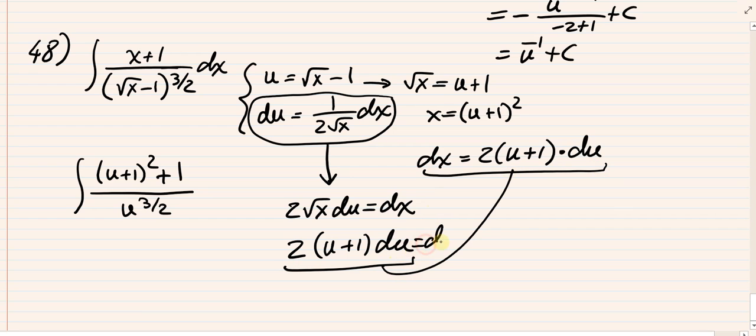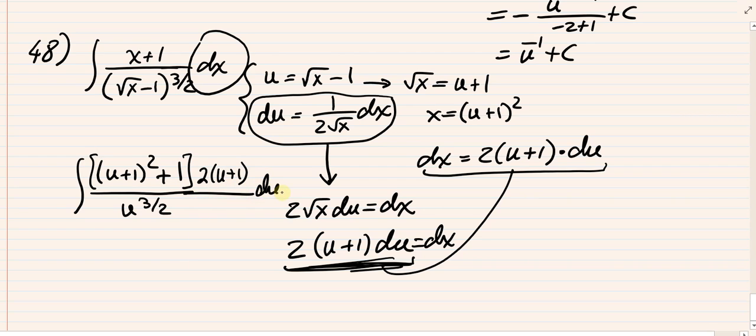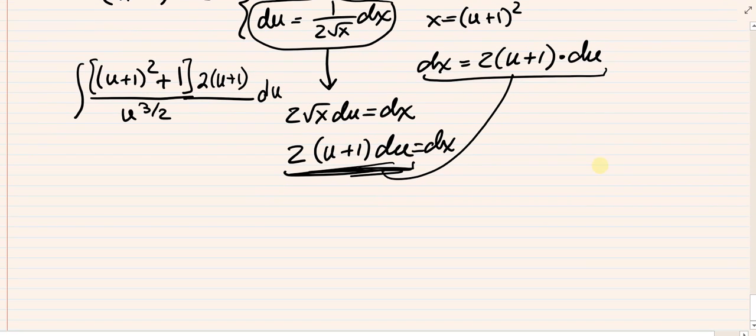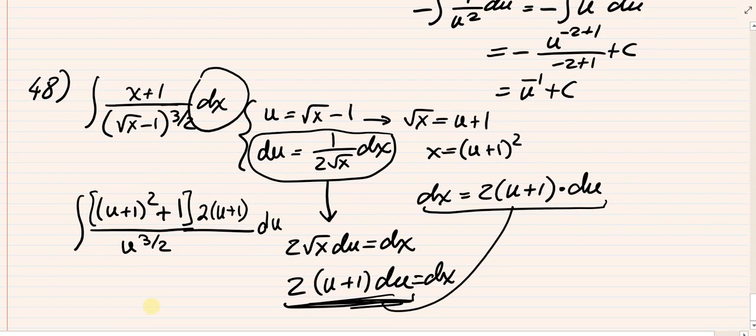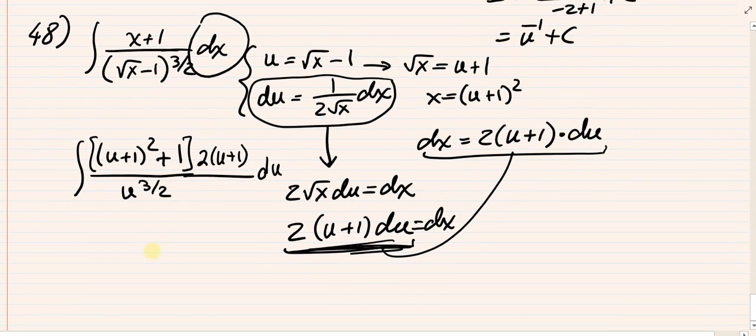And that's equal to dx. So however you do it, that's what dx is. So we're going to replace dx with 2(u + 1) du. That's the numerator, right? Times 2u + 1 and then du. Okay, and now we have everything in terms of u. And of course the integrand looks pretty sophisticated by now, correct?